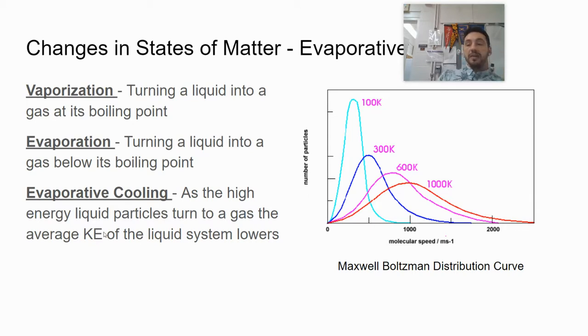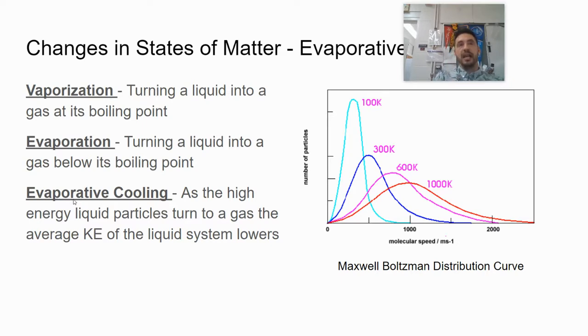That's the reason we sweat. The sweat goes onto our skin. It absorbs energy from our body. The high energy particles leave. The water gets colder on our skin and cools us down. That's why when you come out of the water, maybe you're swimming in the pool and it feels nice and warm, you're pretty comfortable, but then you get out and the wind hits you. Well, that water is now evaporating off your skin and getting really, really cold. Same thing, evaporative cooling.